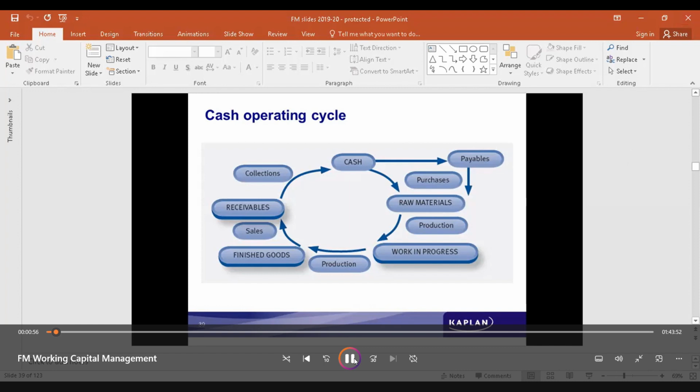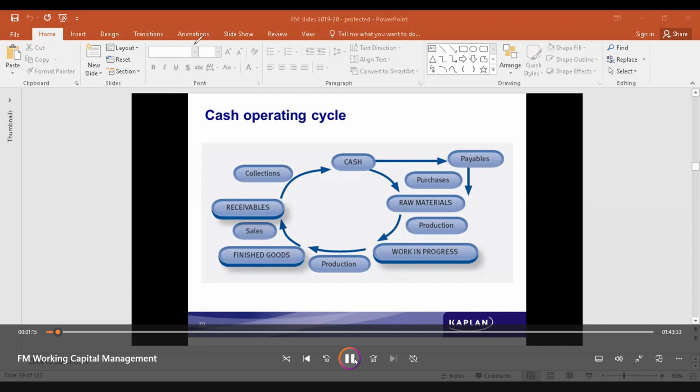This involves the concept of each of these current assets and current liabilities, what role each plays, and what the overall aspect is about the operating cycle, etc. So all these things we would be looking into.